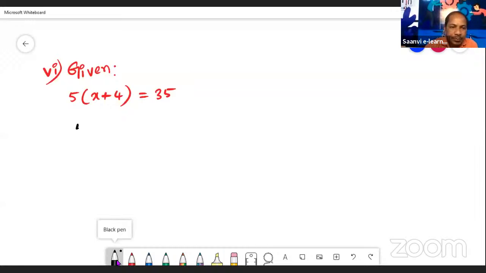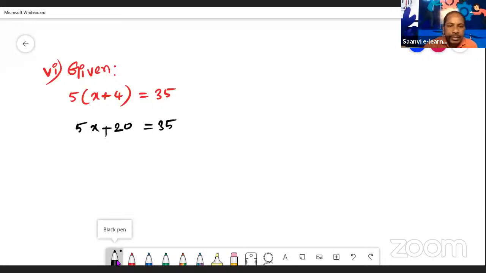5 into x, 5x, plus 5 into 4. 5 fours are 20. First multiply 5 with x, and next multiply by 4. So 5 into x is 5x, plus 5 into 4 is 20. That is equal to 35.